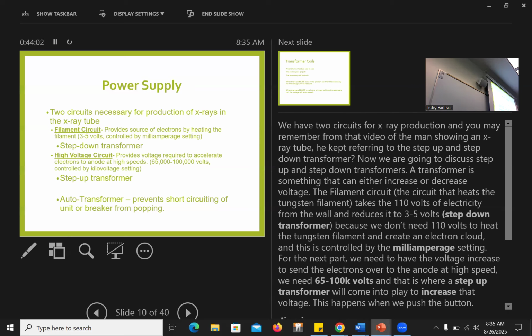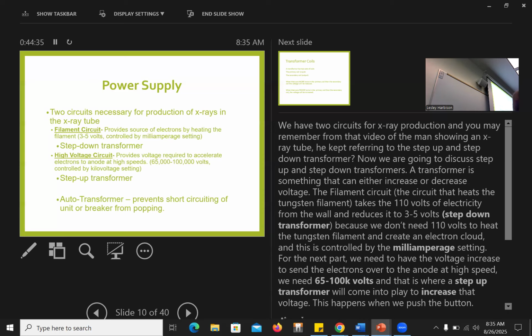The other half that we have to think about is what's going on on the anode side. The filament circuit is happening on the cathode side, so now we have to think about what's happening on the anode side. Now we have a high voltage circuit. The high voltage circuit is going to be responsible for amping up the volts so that we can get those electrons to fly over at high speed.